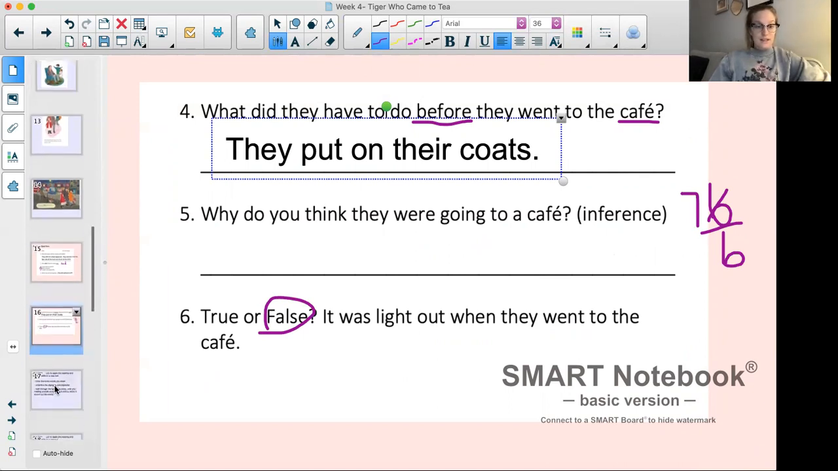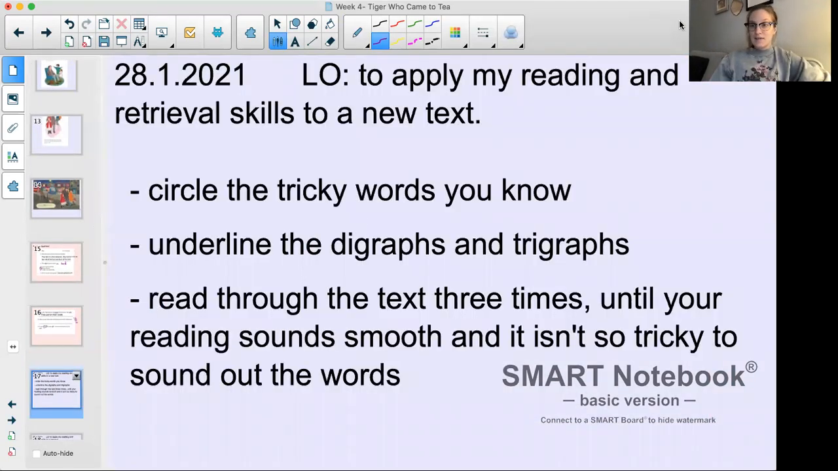Fantastic. All right, today, remember Thursday and Friday, we take a little break from The Tiger Who Came to Tea. So today we're going to learn to apply our reading skills and our retrieval skills to a new text. So let's have a look at our steps to success, our success criteria for reading a text.